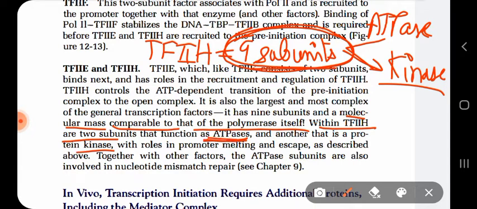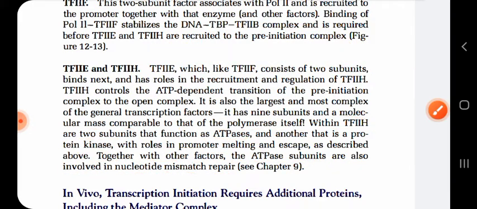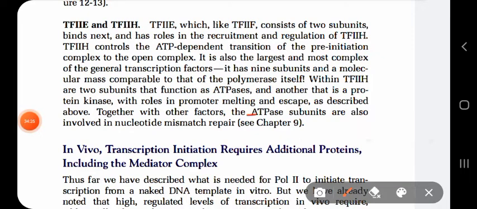So the ATPase activity helps in promoter melting as described before, and the kinase activity helps to phosphorylate certain regions of the tail of the RNA polymerase, which helps the RNA polymerase to move forward and carry out the elongation process. Together with other factors, the ATPase subunits are also involved in nucleotide mismatch repair. When you study the DNA repair process, TF2H also plays an important role.